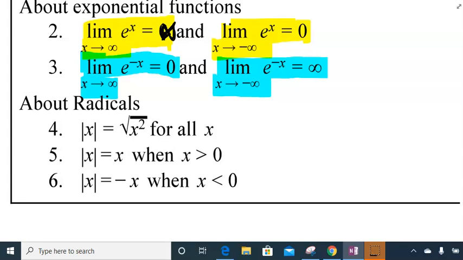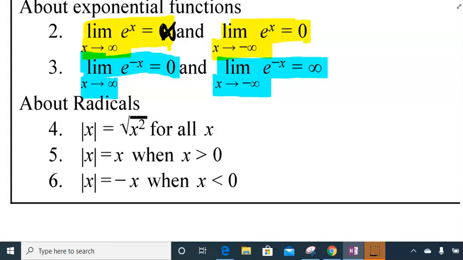Hello everyone. In this lesson, we continue to discuss the behavior of a function as x increases without bound, either in the positive direction or the negative direction. Here are a couple of facts that we will be using.